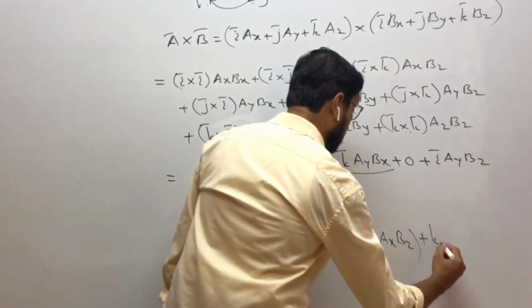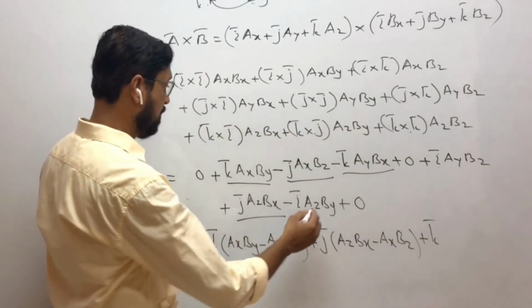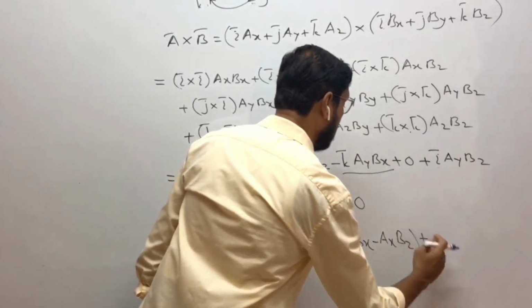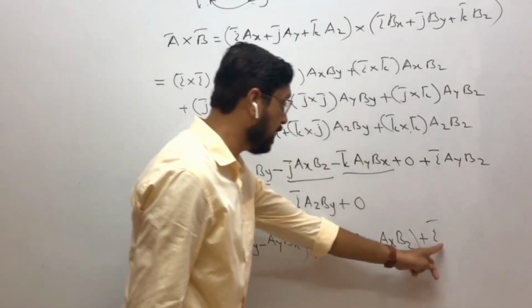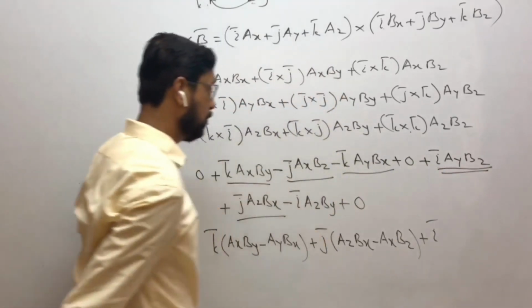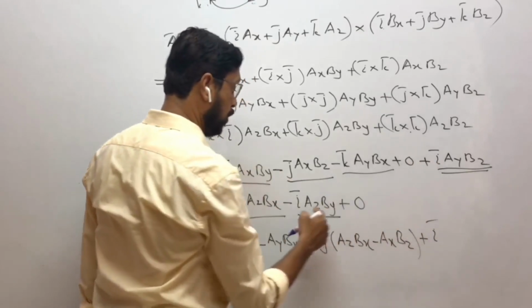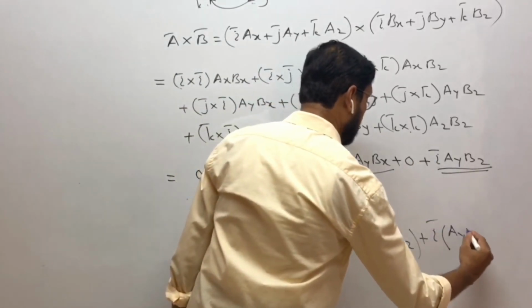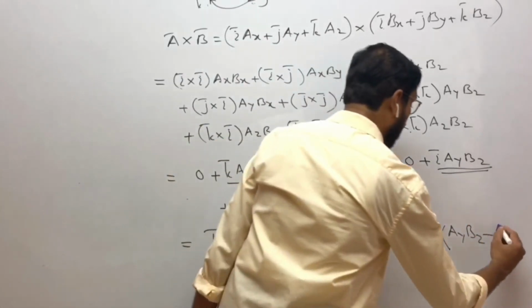Plus, now take I common. Sorry, not K, I am sorry, I common. First you took K common, then J common, now take I common. Where is I? This I into AY BZ, and here, so you took I common from there. What will remain inside? AY BZ minus AZ BY.